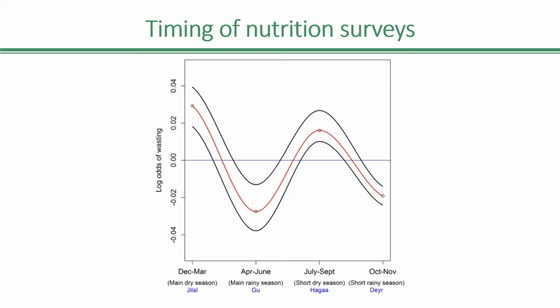We can see this displayed a little more clearly here in a figure from the same paper. So this is the same data looking at the odds of wasting, so the likelihood of a child being wasted across the 4 different seasons. We can see that the highest odds of a child being wasted was found in the main dry season, and the lowest odds of a child being wasted was in the main rainy season, just 3 months difference. So we have a dramatically different odds of being wasted according to when nutrition data is collected.